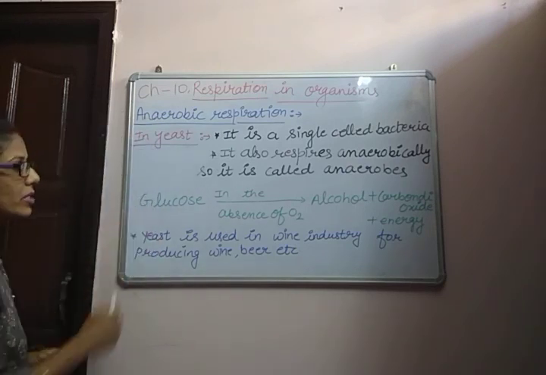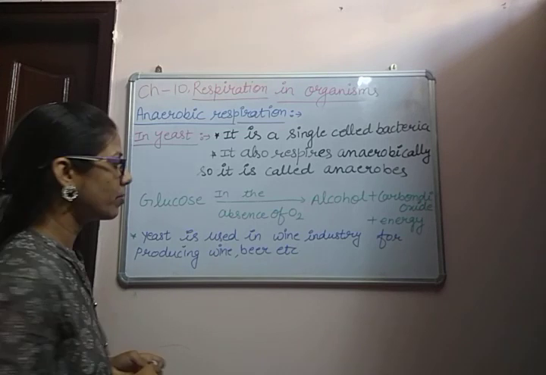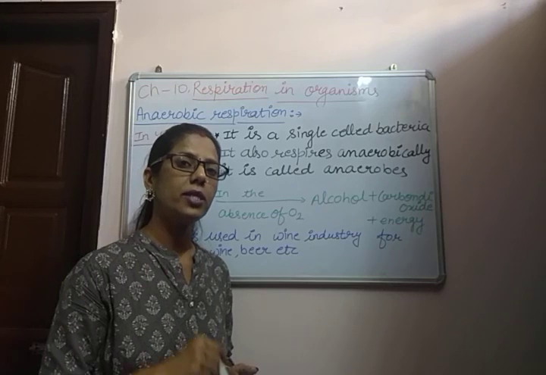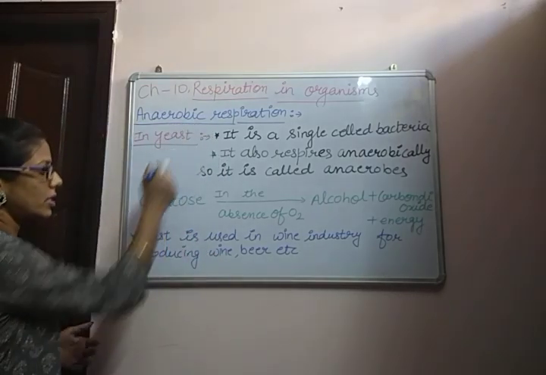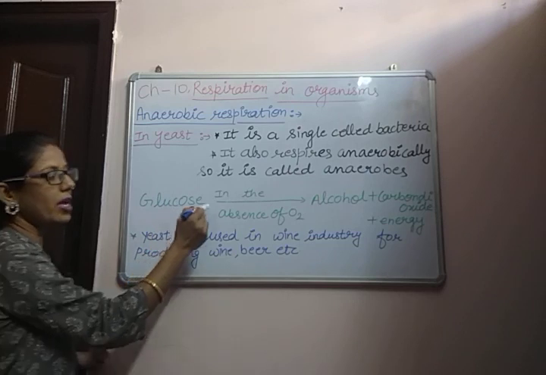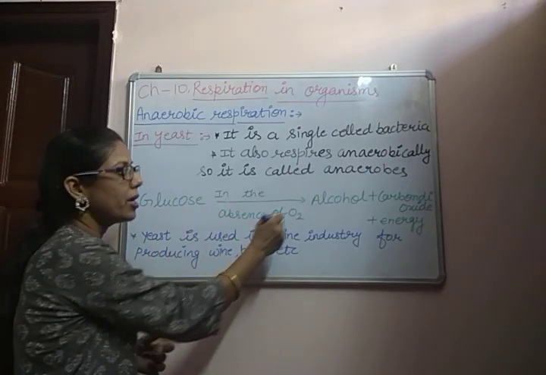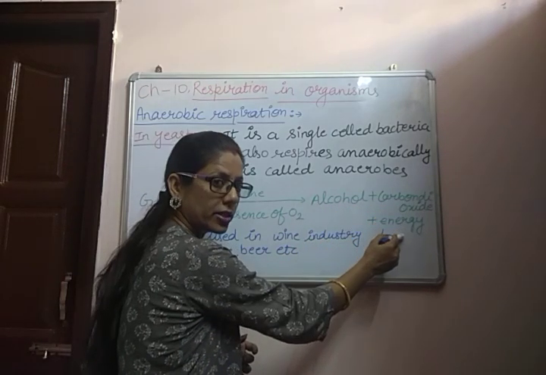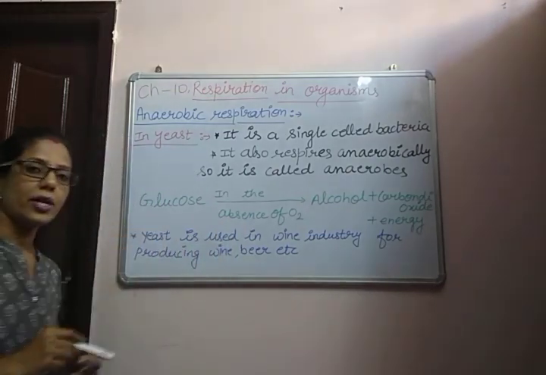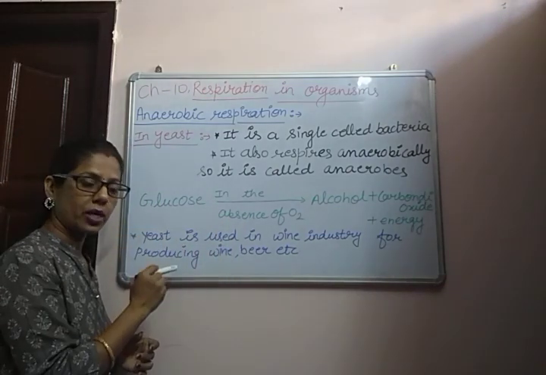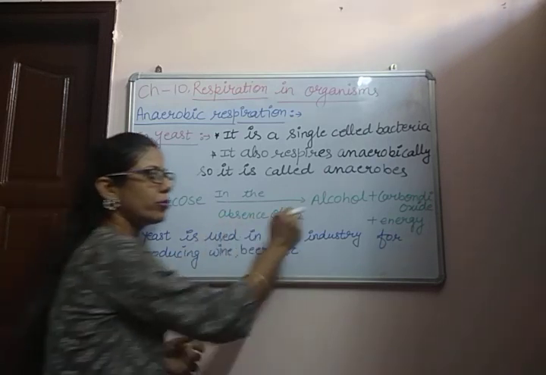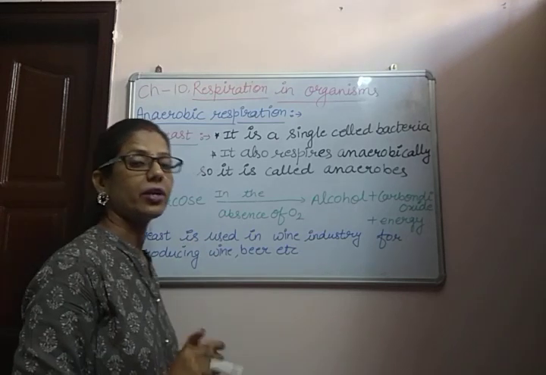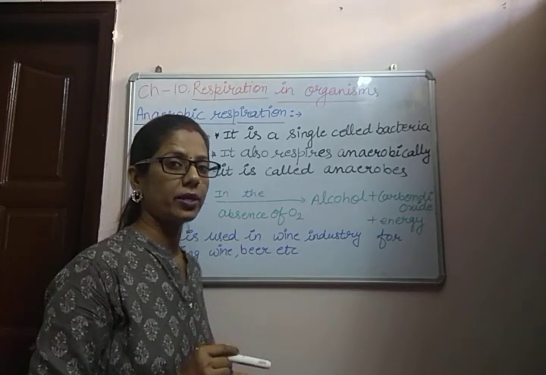We can write the equation of anaerobic respiration in yeast, because we are saying when food is broken down in the absence of oxygen, it is known as anaerobic respiration. So in yeast, when glucose, which means food, breaks down in the absence of oxygen, it produces alcohol, carbon dioxide and energy. So we can see when yeast respires anaerobically, the glucose is broken down in the absence of oxygen and it produces alcohol. Due to the production of alcohol, yeast is used in the wine industry for producing wine and beer.